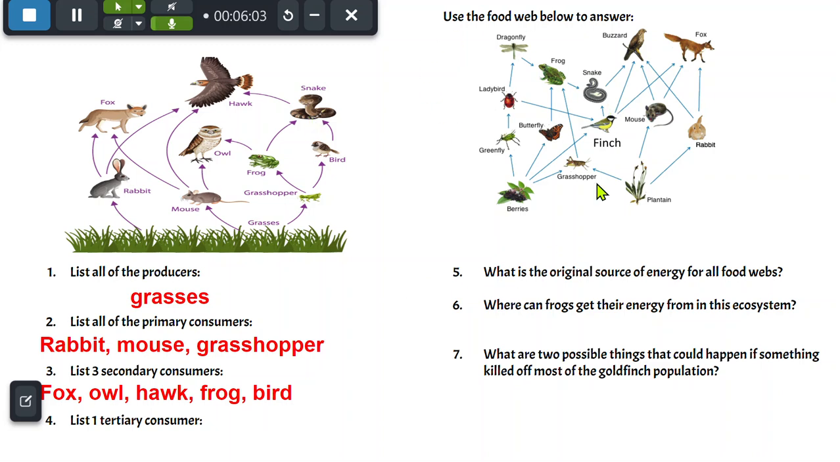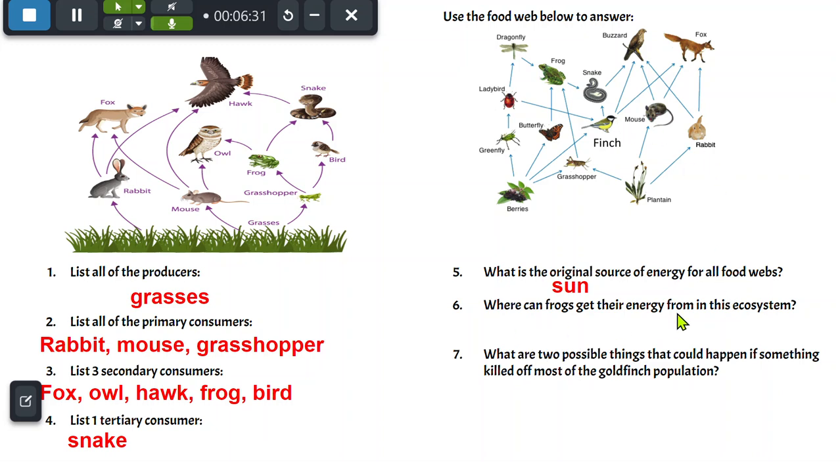All right, so if you look on the other side of your warm-up page, it says use the food web below to answer here. And so what is the original source of all food webs? Well, we know that in order for our producers to have energy to provide their own food, they have to get that energy from the sun. Okay, so the sun is really our original, ultimate source of energy that goes into a food web.